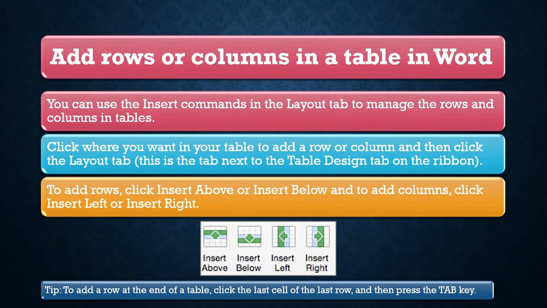To add rows, click Insert Above or Insert Below, and to add columns, click Insert Left or Insert Right. As you can see in this figure, all options are available: Insert Above, Insert Below, Insert Left, Insert Right. To add a row at the end of the table, click the last cell of the last row and then press the Tab key, and automatically a new row is added in the table.